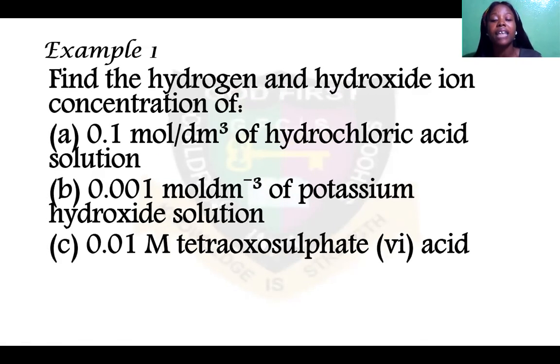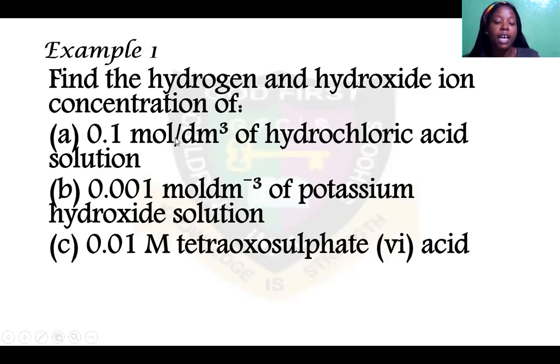Find the hydrogen and hydroxide ion concentration of A, 0.1 mole per dm cube hydrochloric acid solution, B, 0.01 mole per dm cube potassium hydroxide solution, and C, 0.01 M. Do you see this? In this case, we have capital letter M. This capital letter M is also mole per dm cube.